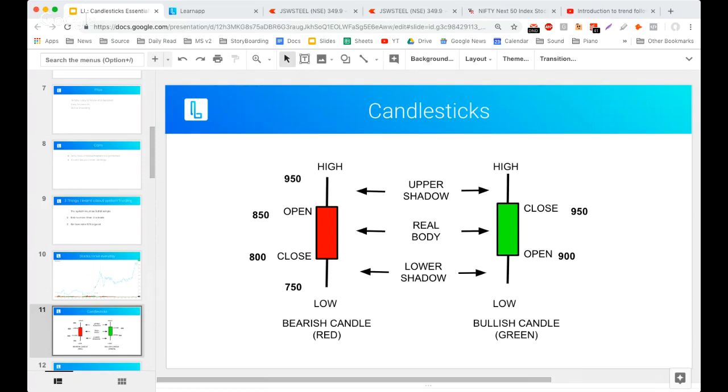So Amud Nilam Megan is saying, why is the body made of a box? The box is actually the candle, and it shows the open and close of the day. If it's red, it was a down day. That means the close is lower than the open. And if it's green, that means the close was higher than the open and it's a green day.